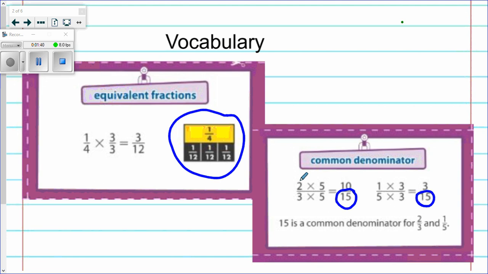So please write down equivalent fractions, and I would write out or draw the example beneath, and then do common denominator the same as well, and write out the sentence below. If you need a moment, go ahead and pause and press play whenever you're ready to move on to the next section of the lesson.